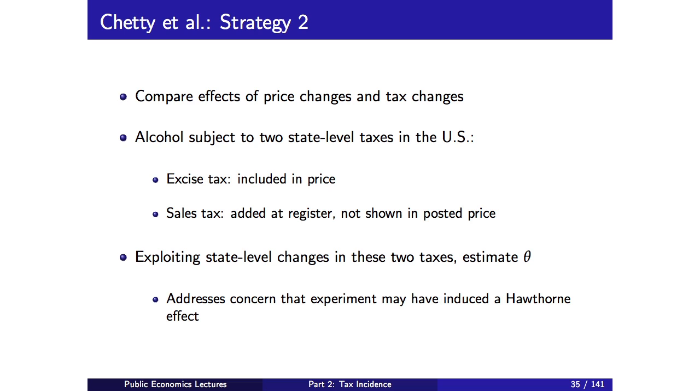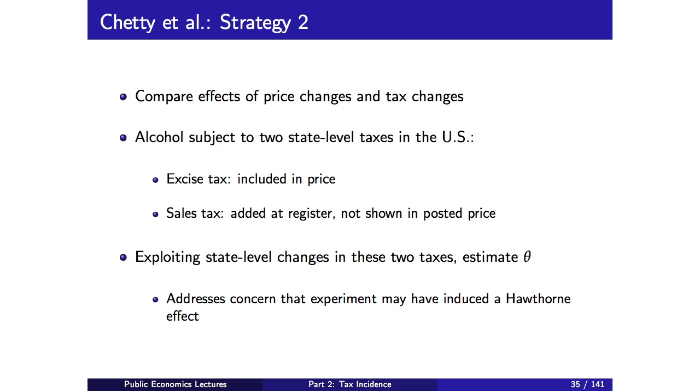So here, we're going to focus on the particular case of alcohol, because it's subject to two state-level taxes in the US and is thus well-suited for our question of interest. Alcohol is subject to an excise tax, which is included in the price that you see on the shelf. It's levied at the producer level, and so when you see $10 for a bottle of wine or whatever, it already includes this excise tax. The sales tax is added at the register, like for all other products that are subject to sales tax, and it's not shown in the posted price.